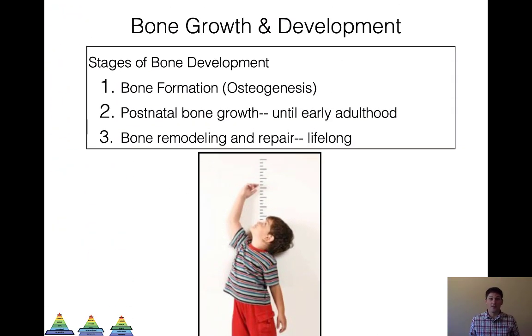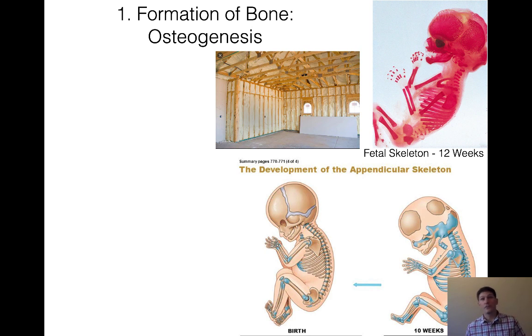Okay, there we go. And let's talk about our 3 stages of bone development. We've got 3 to look at. First is bone formation, or also called osteogenesis. We have postnatal bone growth, and then we have bone remodeling and repair. Now our first stage is bone formation, or osteogenesis.